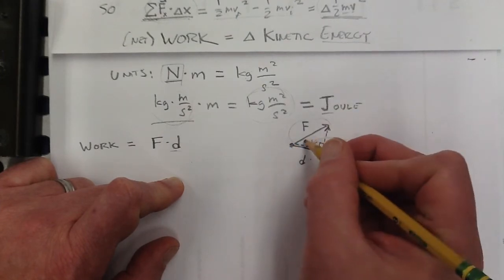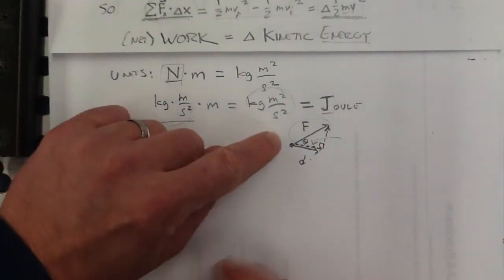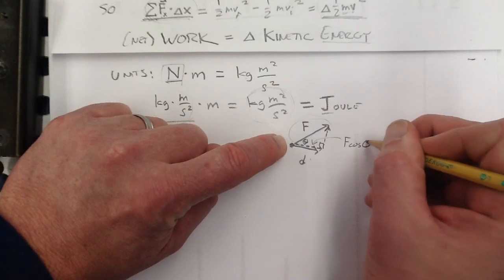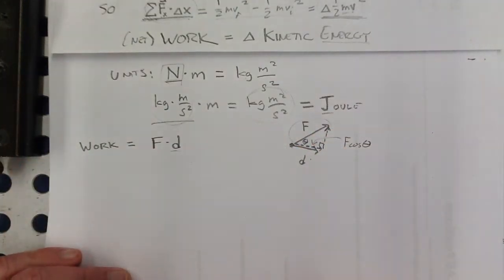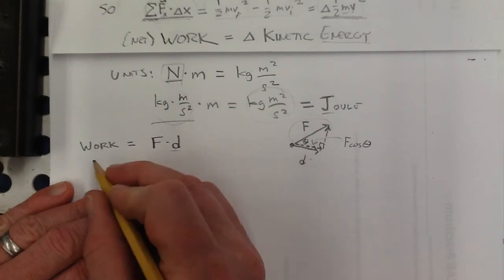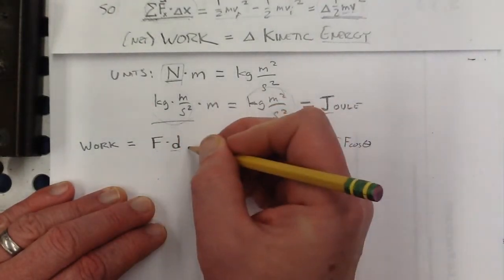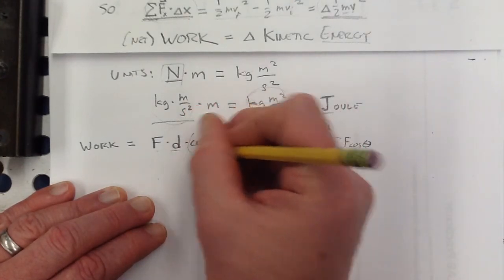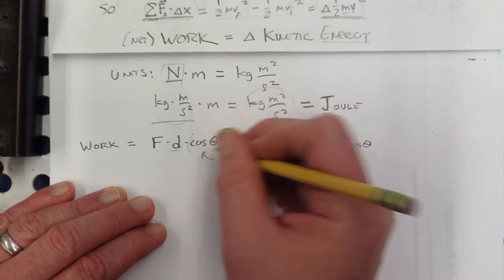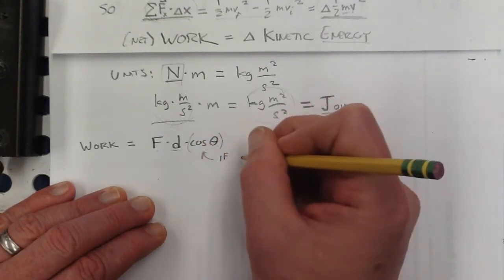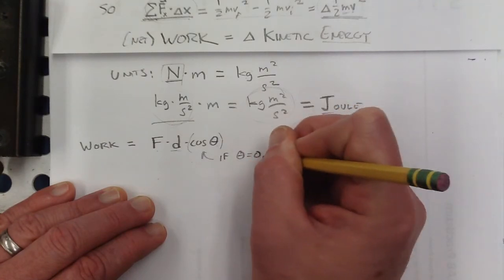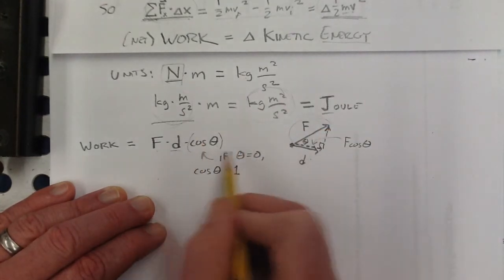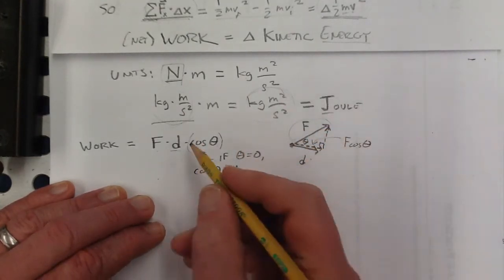It's only this part. So if theta is the angle between those, then this component right here of the force, that is F cosine theta. It's that adjacent to that angle component. So the work is equal to force times the displacement times the cosine of the angle between them. And I usually put that in parentheses because the angle between them, if the angle between them is 0, if they're pointed in the same direction, then you just get the whole thing.